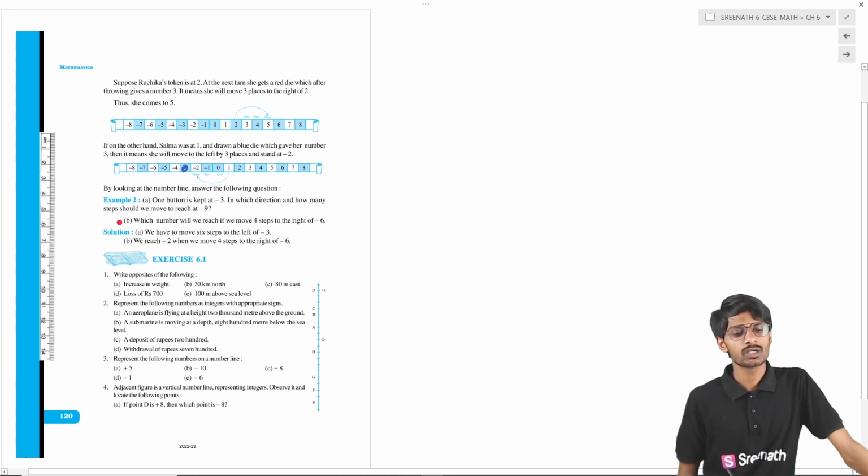In which direction, how many steps should we move to reach -9? If you want to reach -9, you have to move towards the left. And how many steps? 1, 2, 3, 4, 5, 6. You have to move 6 steps left so that you will reach -9, students. Which number will we reach if we move 4 steps to the right of -6? Suppose you are at -6 and you move 4 steps: 1, 2, 3, 4. So you will get -2 by moving 4 steps towards the right, students.